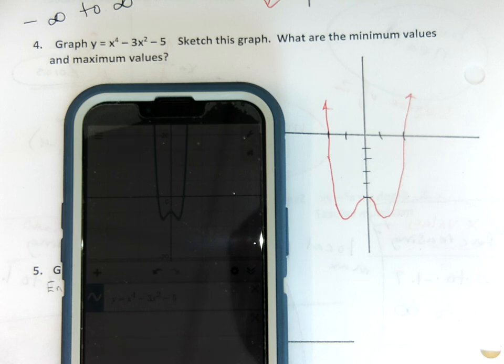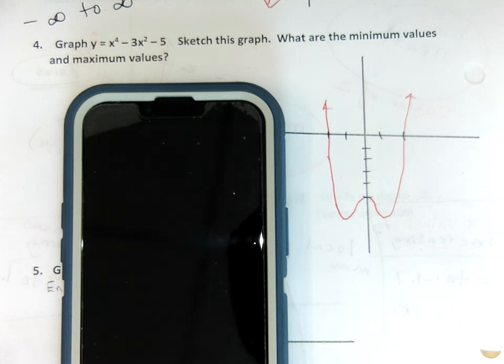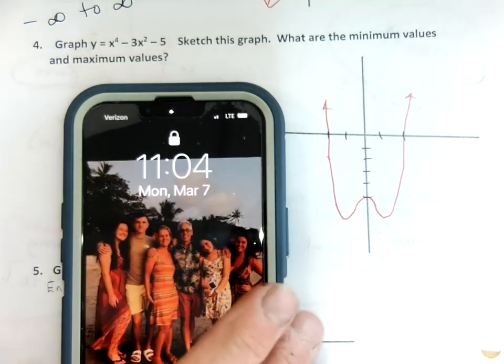The exponent, that's the max number. That is the maximum number of what we call real zeros. Real ones. Where it crosses. It could cross at most 4 places, right?